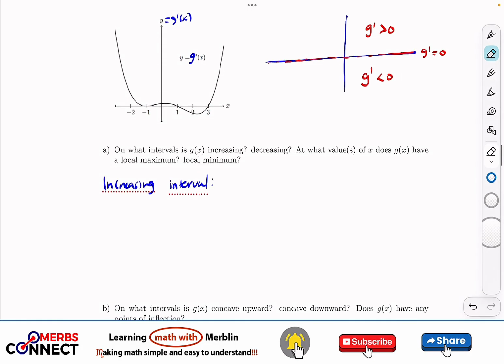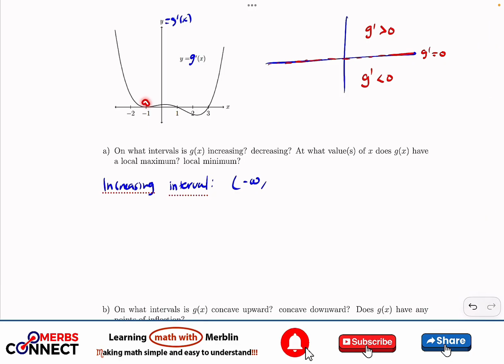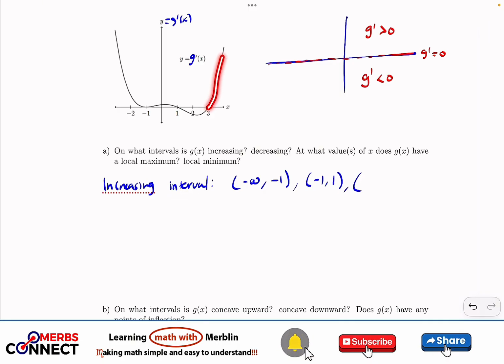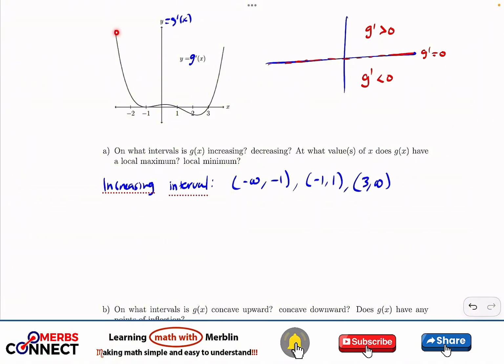So if I want the increasing interval, I'm going to increase from minus infinity up to the critical point here, because we use the critical points to write the increasing and decreasing intervals. Up to minus 1, and then another increase from minus 1 to 1, because it's still above the axis, and then the last one is from 3 to positive infinity. So that is how the graph looks. These are all above, and this is also above.